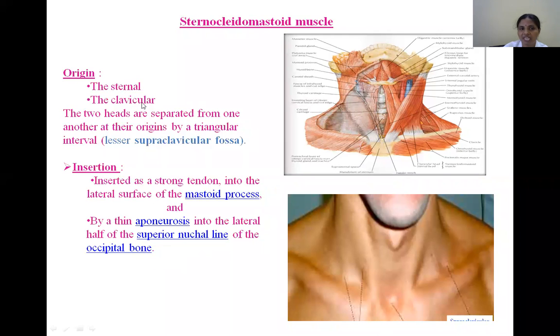You see, by its origin, sternal and clavicular, and by its insertion, mastoid and the superior nuchal line of the occipital bone, the name given to this muscle is sternocleido-occipitomastoid. Simply, we can say sternomastoid muscle. But anatomically, we should give the nomenclature sternocleido-occipitomastoid muscle. So this is the origin and insertion of this muscle.